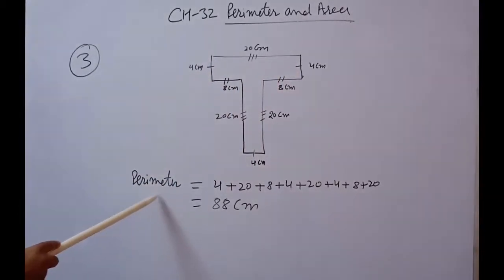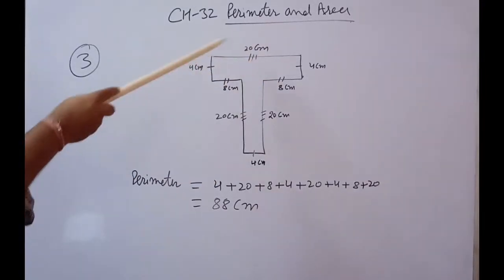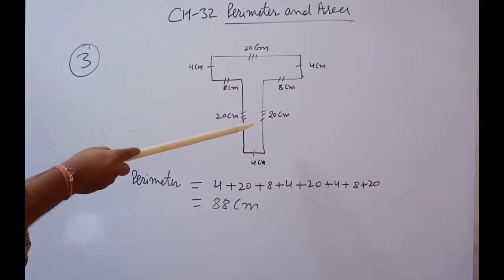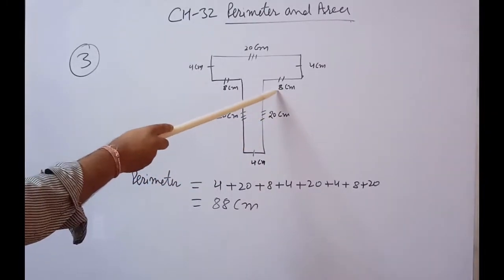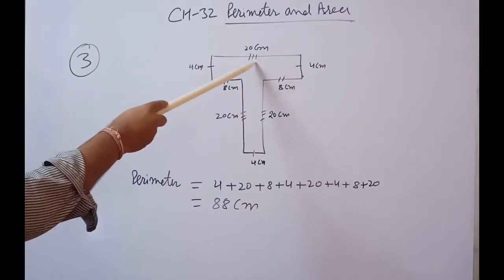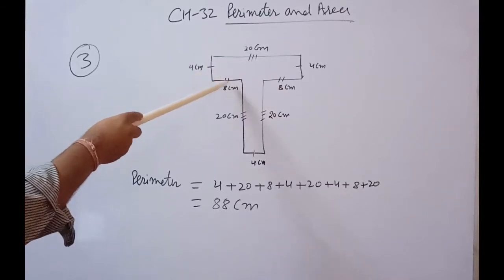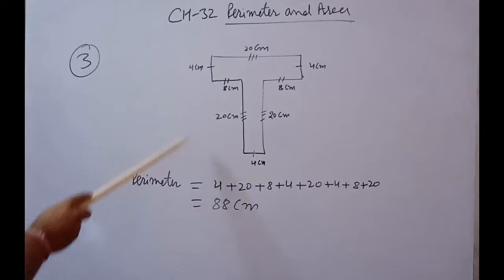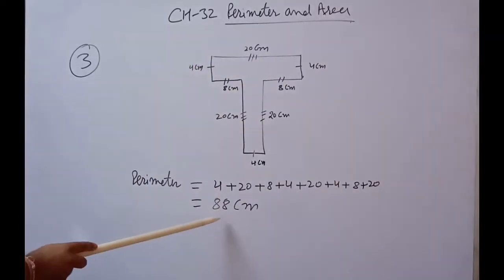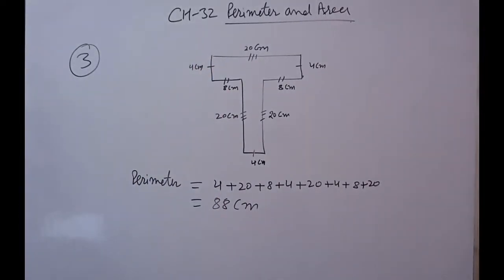Now what is perimeter? Perimeter is the sum of all sides. So now add this: 4 plus 20 plus 8 plus 4 plus 20 plus 4 plus 8 plus 20. So the sum of this is 88 centimeter. So perimeter of this figure is 88 centimeter.